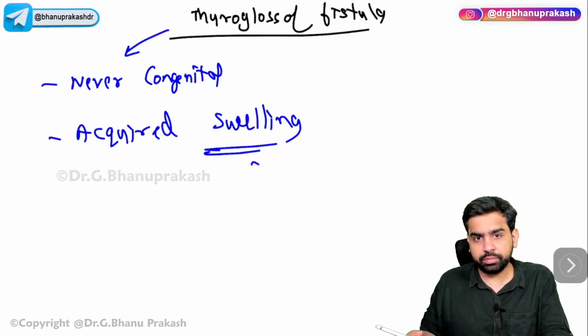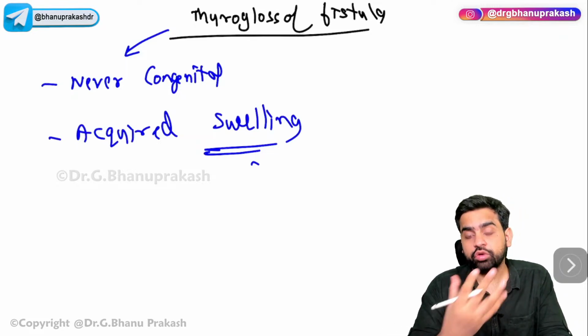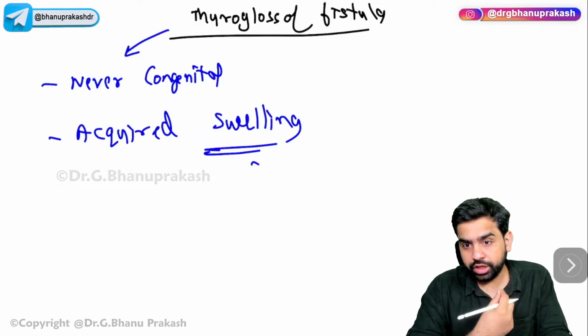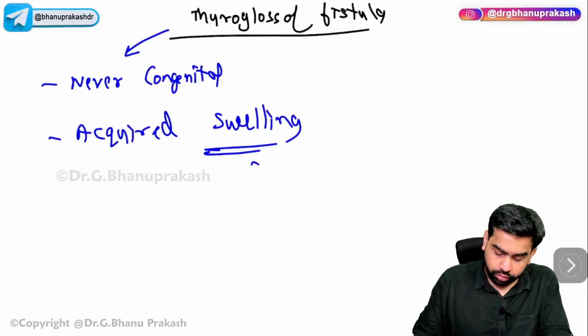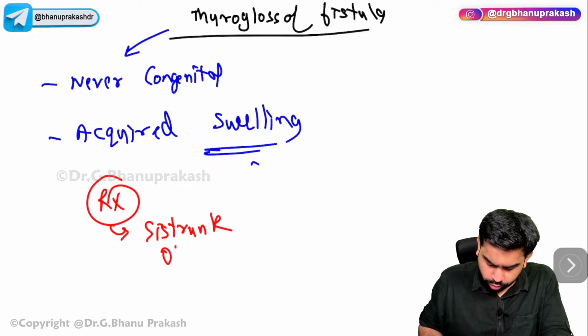So what happens with this thyroglossal fistula is that probably there was a thyroglossal cyst which got infected and ruptured, and now there is a fistulous communication present. What about the management of the thyroglossal fistula? The management of this is again a Sistrunk operation. Again a Sistrunk operation.